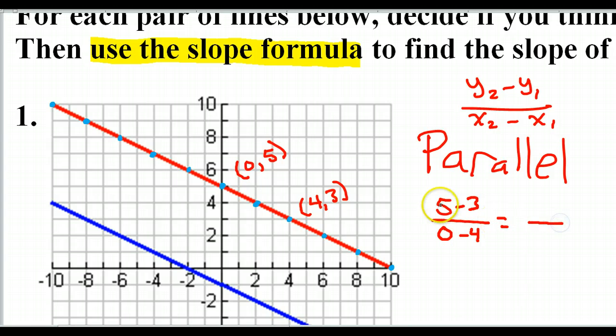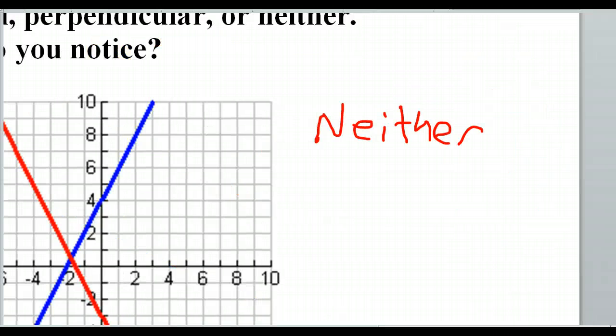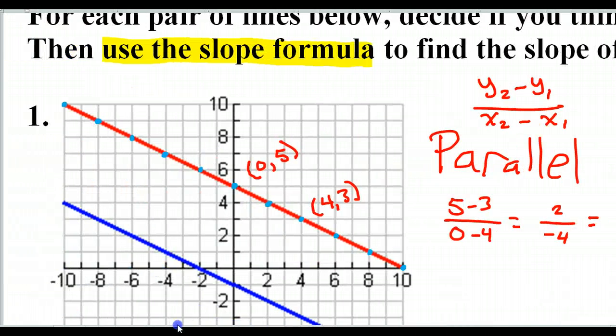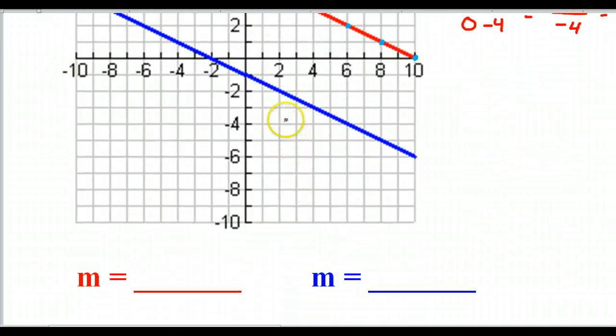So that's going to give me 2 over negative 4. And then I've got to reduce that. So that's going to reduce down to negative 1/2. Okay? So that is the slope of the red line. Let's go ahead and put that on the line. So negative 1/2 is the slope of the red line.